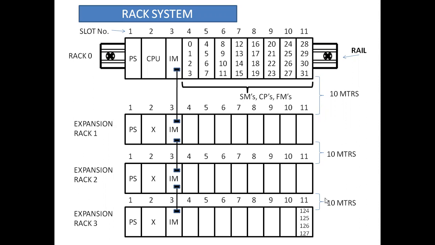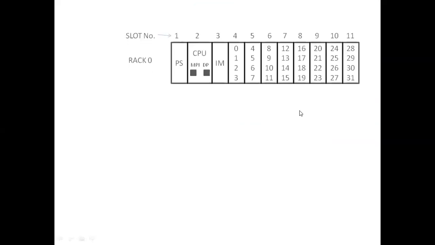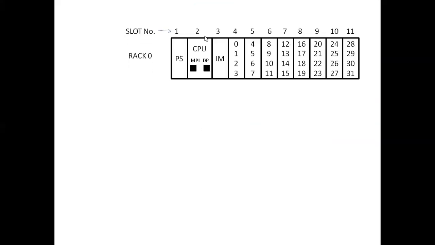In such a case, nowadays this is actually an older version. We are not using this concept now. We are using the Profibus concept for remote IO communication purpose. Here you can see, just now we discussed this rack system, right? In the CPU we have two ports. One is MPI, the other one is the DP port.